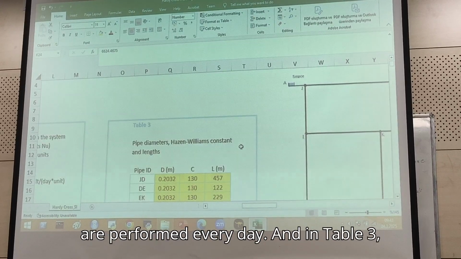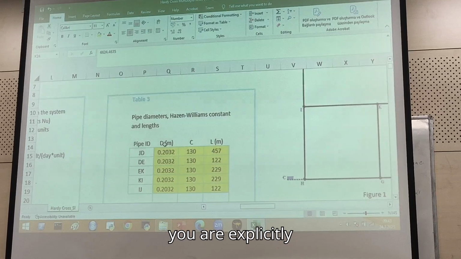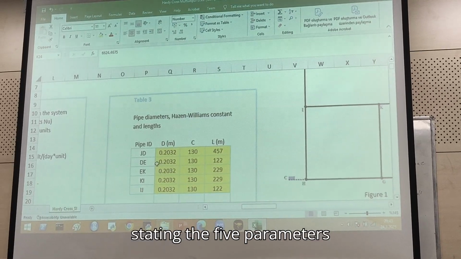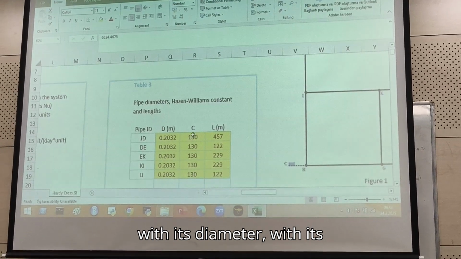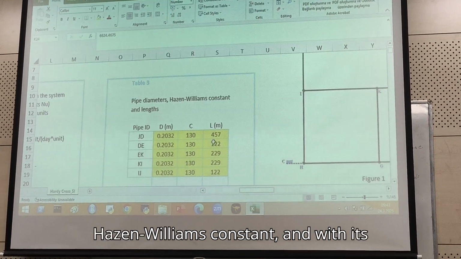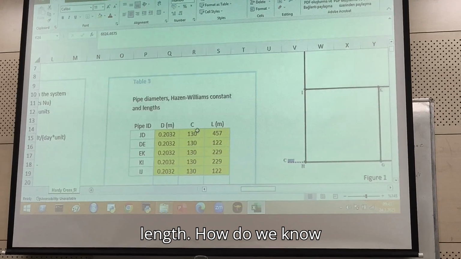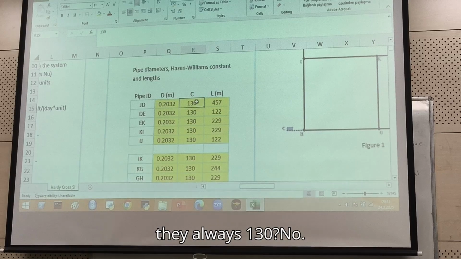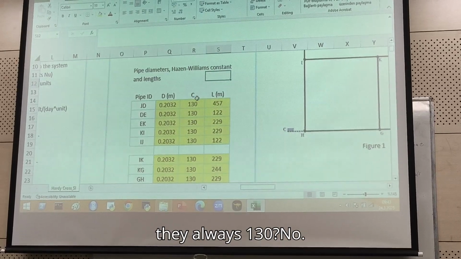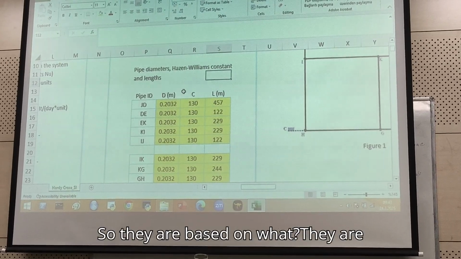And in table 3, you are explicitly stating the pipe parameters with its diameter, with its Hazen-Williams constant, and with its length. How do we know these Hazen-Williams constants? Are they always 130? No. So they are based on what?